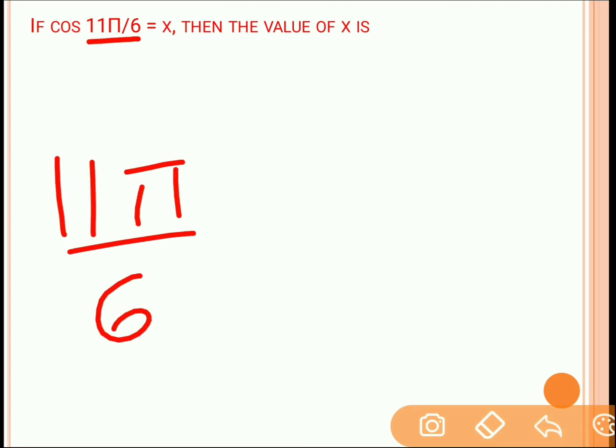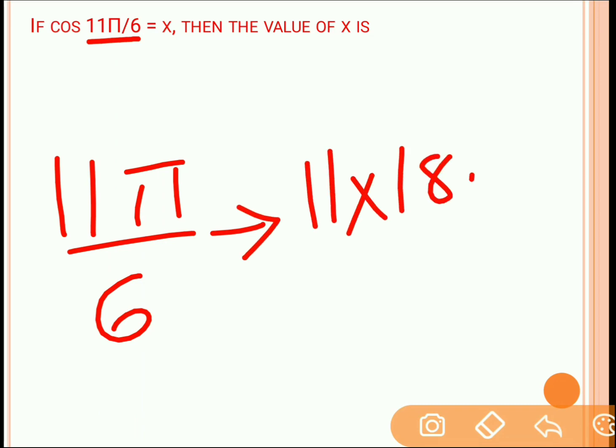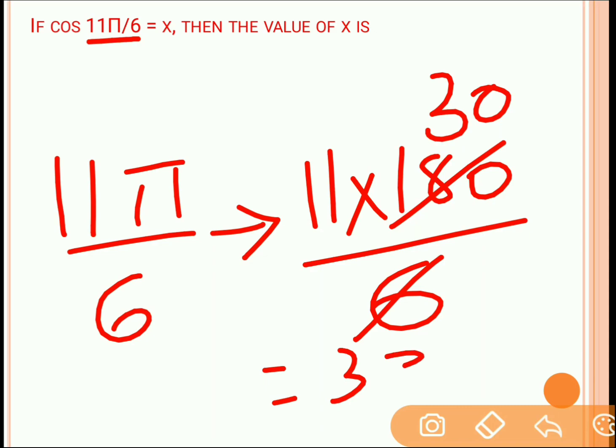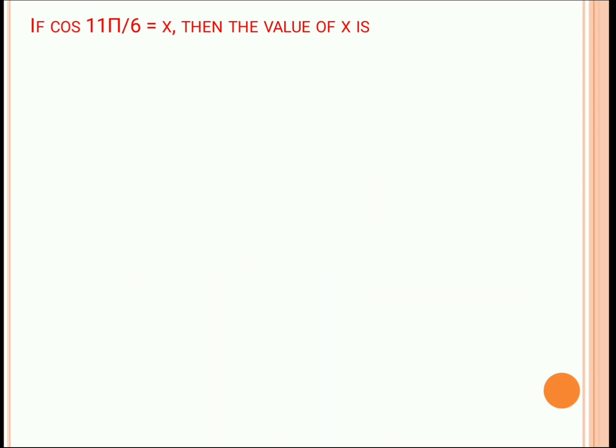This 11 pi by 6 is converted into degrees, that is 11 into 180 degree divided by 6. So 6 3s are 18. The answer is 11 into 30, that is 330 degree. Now we need to find out the value of cos at an angle 330 degree.